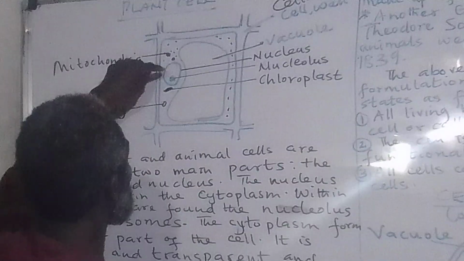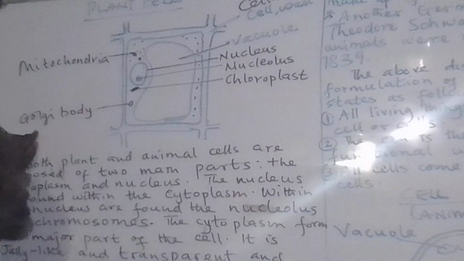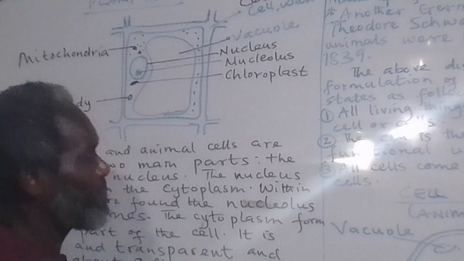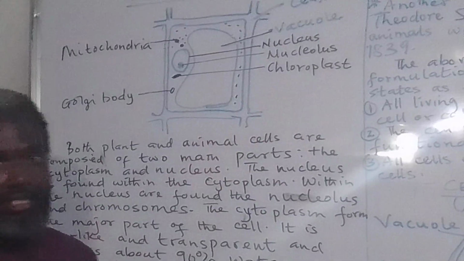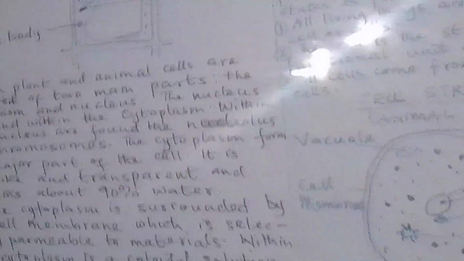We have similarities: the nucleus, the nucleolus is also there, the Golgi body is there. Then in the plant cell, you have the chloroplast that contains chlorophyll, that gives the plant its green color. Then you also have the mitochondria that is used for respiration.